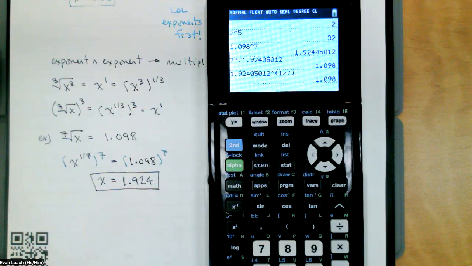That's the great thing about solving equations. You can always know if you're right or wrong by taking what you think the answer is, seeing if it fits in the equation.